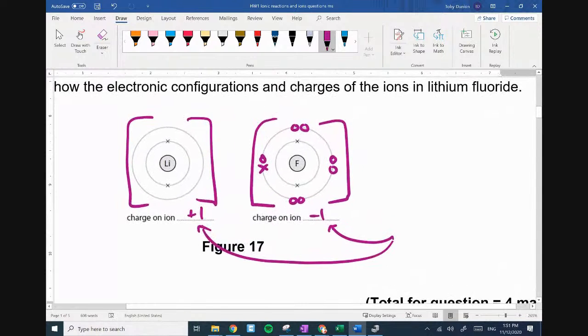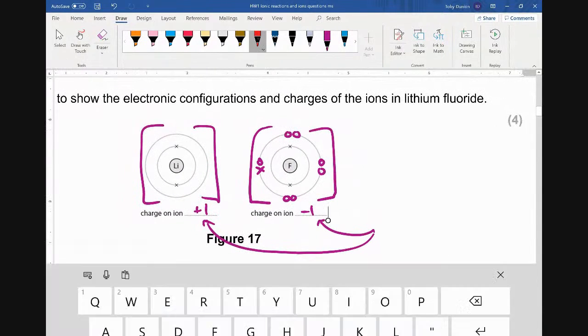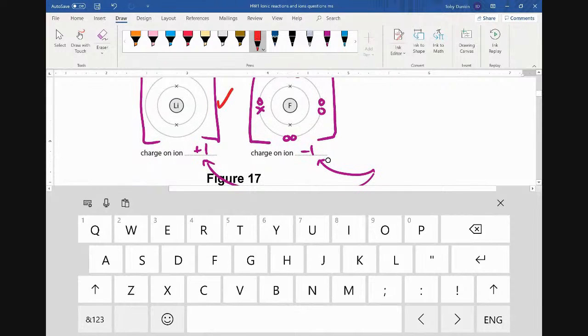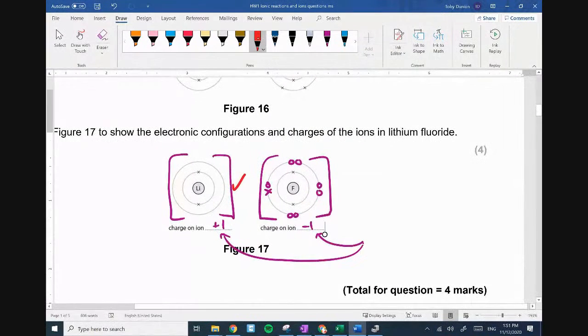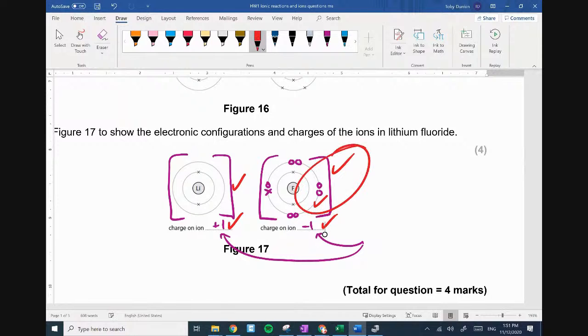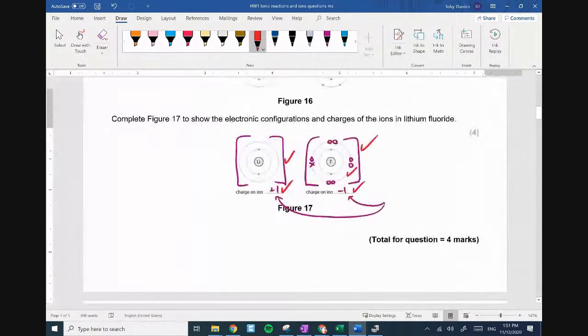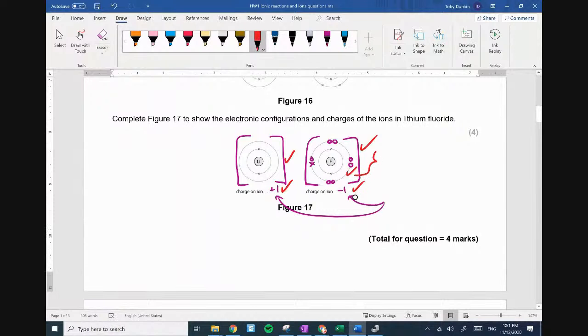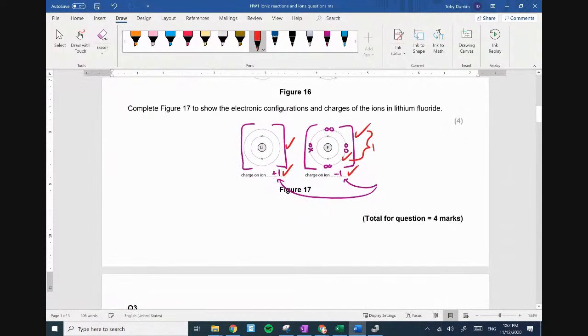Yeah, and it's 4 marks. And the 4 marks come from 1 for the square brackets on the lithium, and then 1 for its charge, and then 1 for the square brackets and the electrons being correct. So those 2 there are 1 mark. If you forget the bracket, you lose it. If you forget the dots and crosses, you lose it. So just bear that in mind. Yeah, so that's 2 marks. So those 2 there are 1 mark.